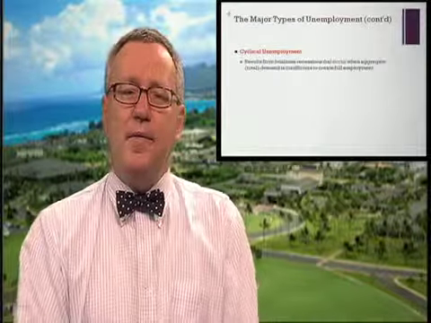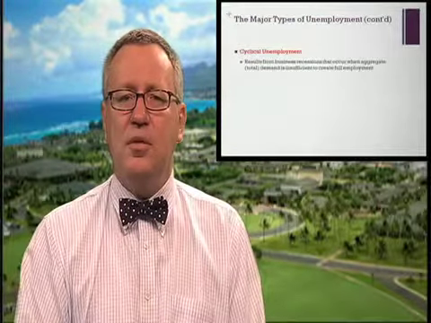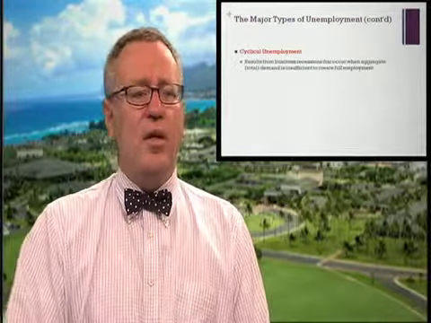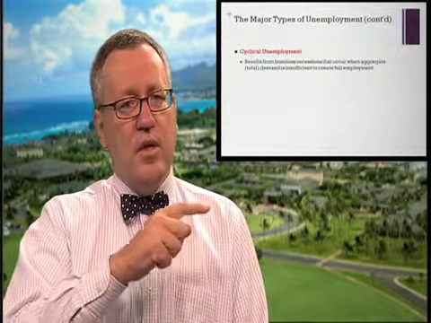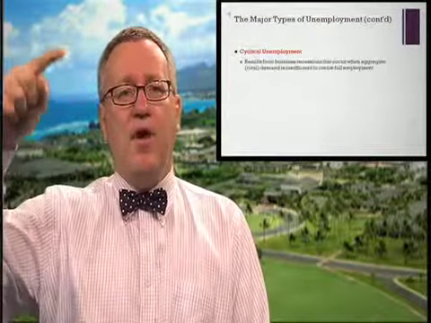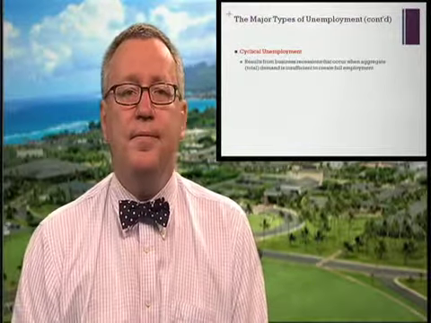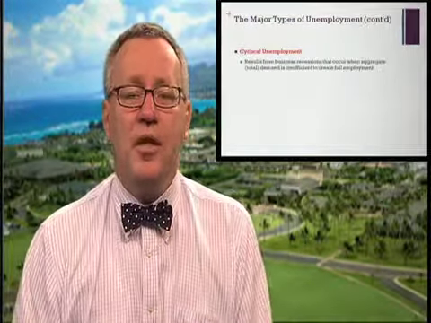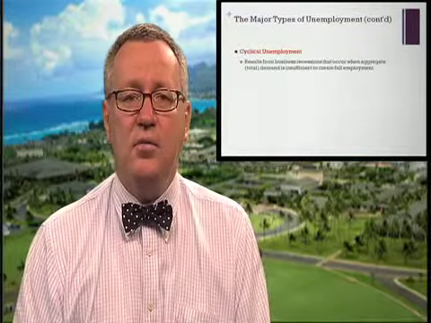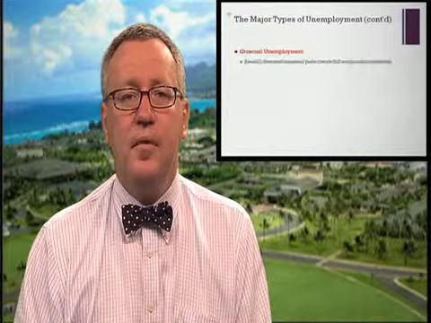Cyclical unemployment has something to do with the business cycle. And we'll talk about the business cycle here in just a minute. But cyclical unemployment exists because every economy goes through ups and downs. And when you have downsides of an economy, you have more unemployment. So any unemployment that is tied to the cyclical nature of a business cycle is called cyclical unemployment.